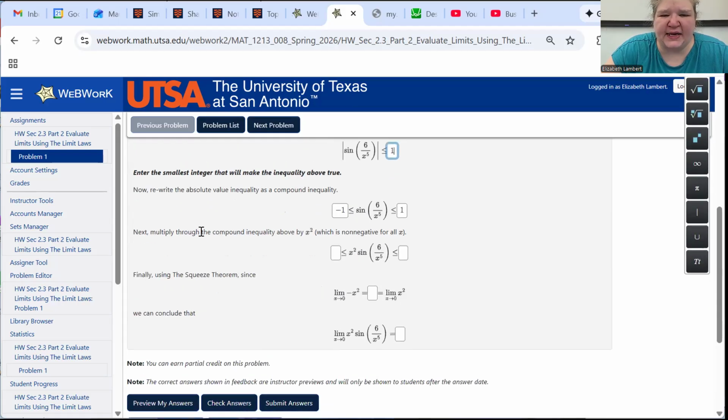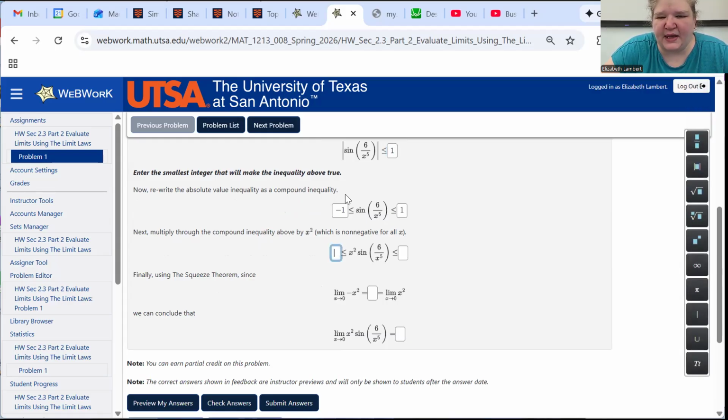Now, the next line is saying multiply through the compound inequality above by x squared. X squared is not negative for all x, so I can multiply through by it. I only have to worry about multiplying by negative numbers in an inequality. So since this is never negative, I can multiply by it. So -1 times x squared is -x squared. And then over here, we get positive x squared.